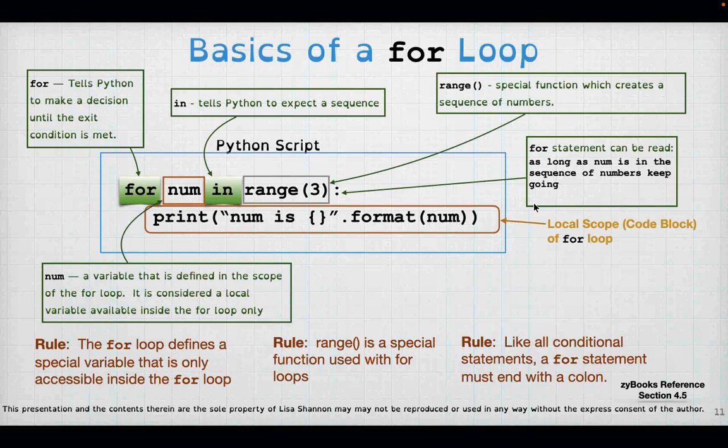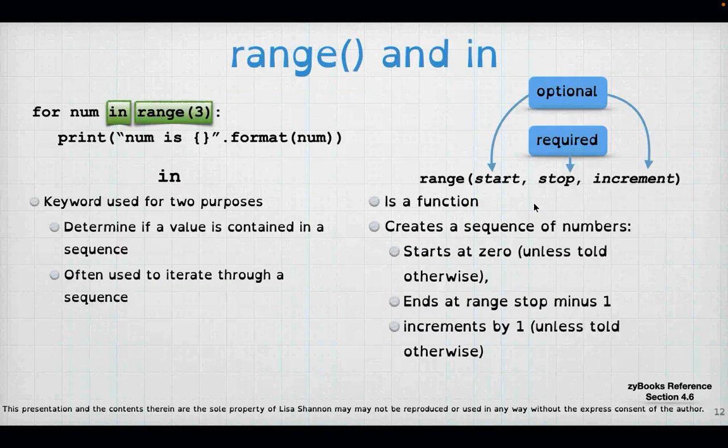And you have to have a local scope, just like you had with a while loop, just like you have with if and else and elif. You have to have your code block that's inside the local scope of the for loop. So let's talk a little bit about that special function range and the keyword in.